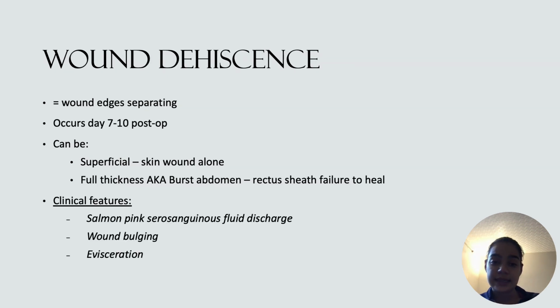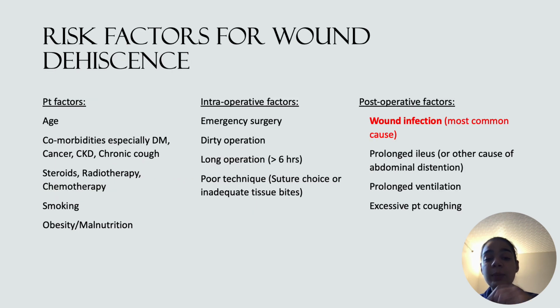So wound dehiscence is when wound edges separate, and that can occur 7 to 10 days post-operatively. This can be superficial, so the skin wound alone, or it can be full thickness. So in this case, it will be, for example, the rectus sheath is unable to heal. So the clinical features here would be a salmon pink serosanguinous fluid discharge, a bulging wound, and evisceration. And we have the key risk factors on this slide.